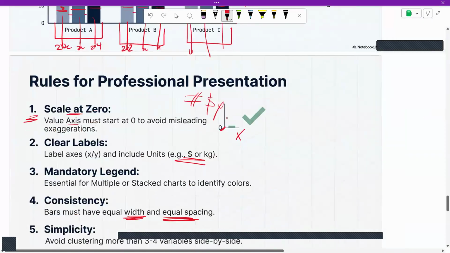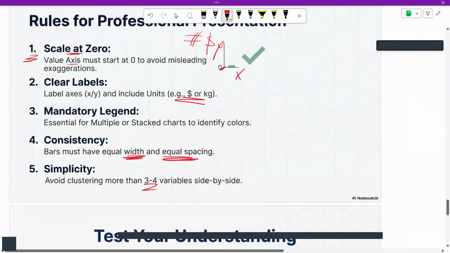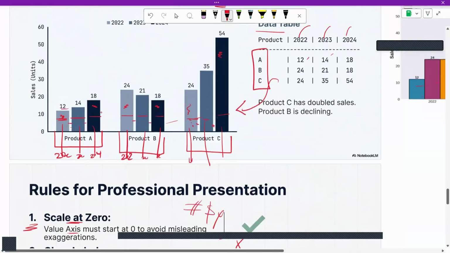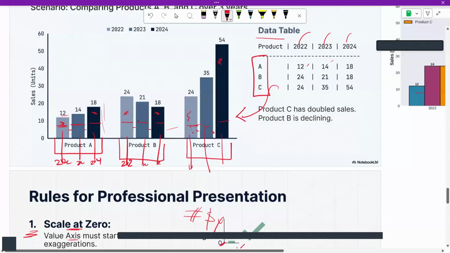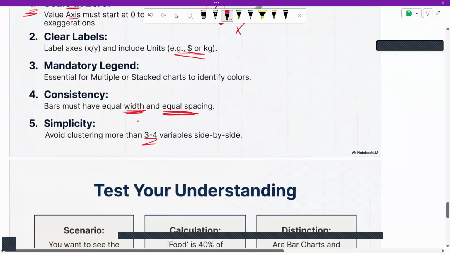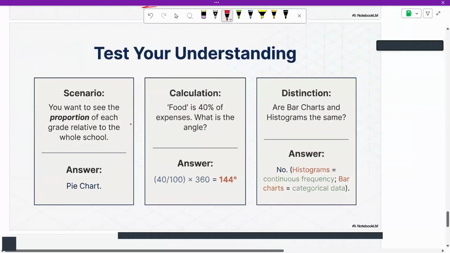Simplicity. Avoid clustering more than three variables side by side. When you put a lot of bars, a lot of categorization, it's very hard. So in those instances, we can use another type of chart. Right, test your understanding. So it's a quiz for you. We can do it later.